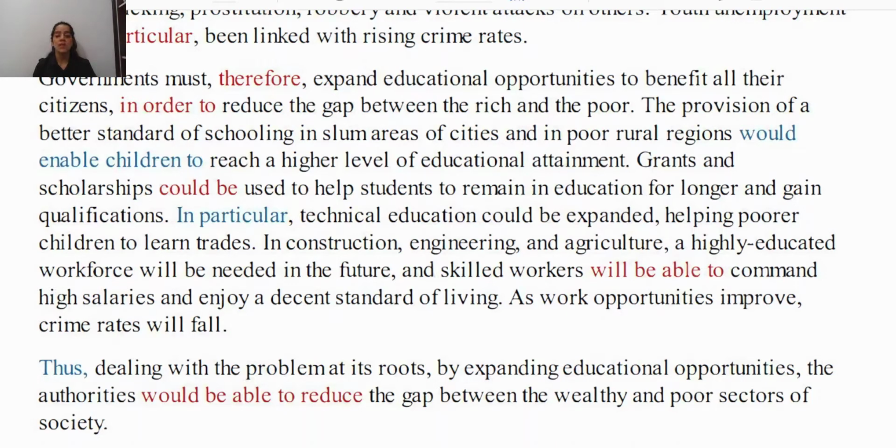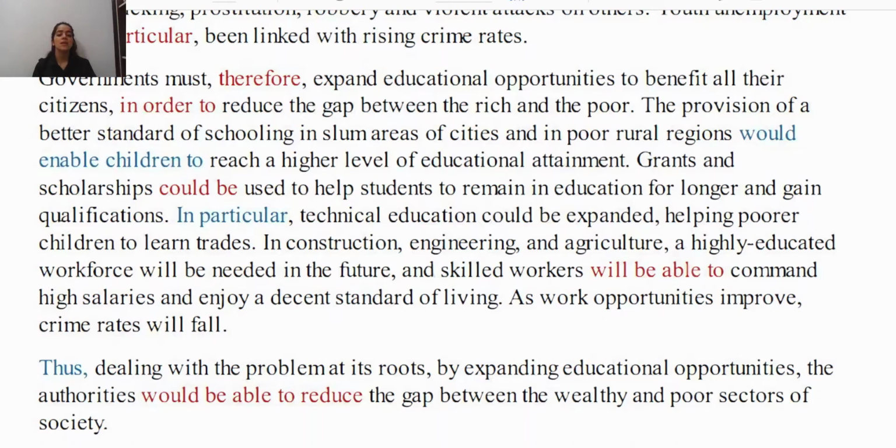So as you can see, we are talking about solutions and different kinds of remedies that can be offered in order to tackle the given problems. So very beautiful structures and phrases have been used here. Different kinds of linking devices like therefore, in order to, in particular, thus, or other actually important things like will be able to, could be. We are trying to use passive here.